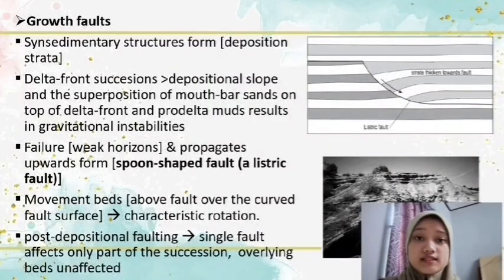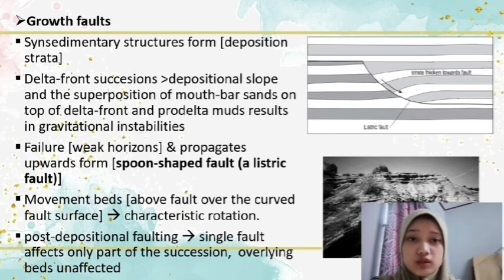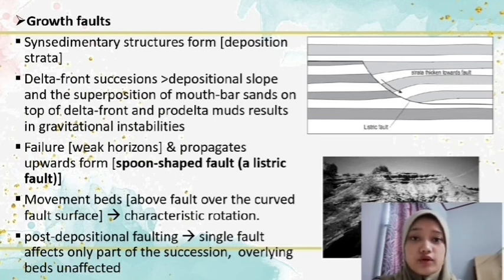Next is the growth fault. Growth faults are considered to be syn-sedimentary structures, that is, they form during the deposition of a package of strata, and they are most commonly found in a delta front succession. The spoon-shaped faults are formed when failure occurs on a weak horizon and propagates upward, and they are also known as listric faults. Because there has been movement of the beds above the curved faults, it results in a characteristic rotation of the beds. Growth faults can be distinguished from post-depositional faulting because a single fault affects only a part of the succession, while the overlying beds are unaffected by the fault.